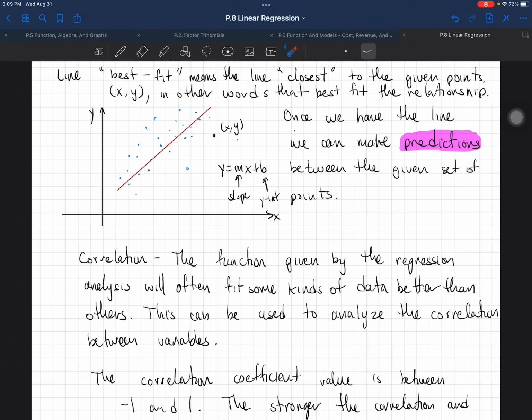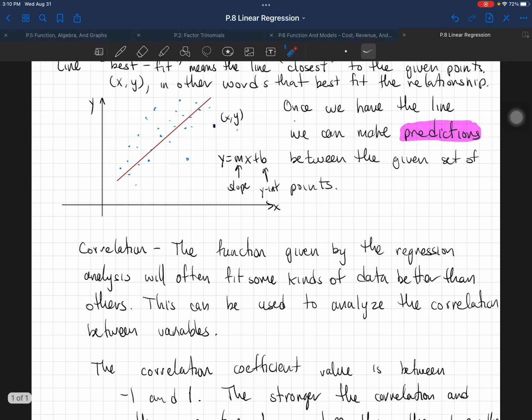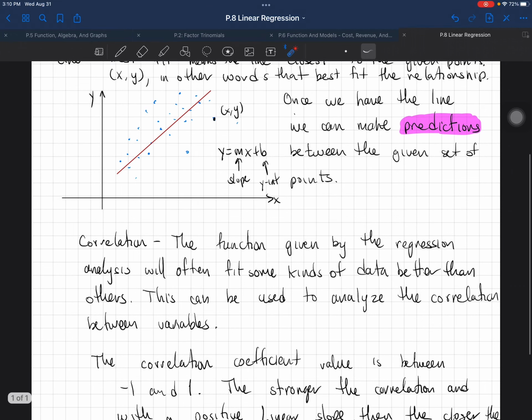The next part we want to talk about is the correlation. The correlation is the function given by the regression analysis. The function in this case is a straight line, the linear function. The regression analysis is what happens behind the scenes, how we generate this straight line, which again we're not going to do in our class, but we'll use Excel to do that. The function given by the regression analysis will often fit some kinds of data better than others. This can be used to analyze the correlation between the variables.